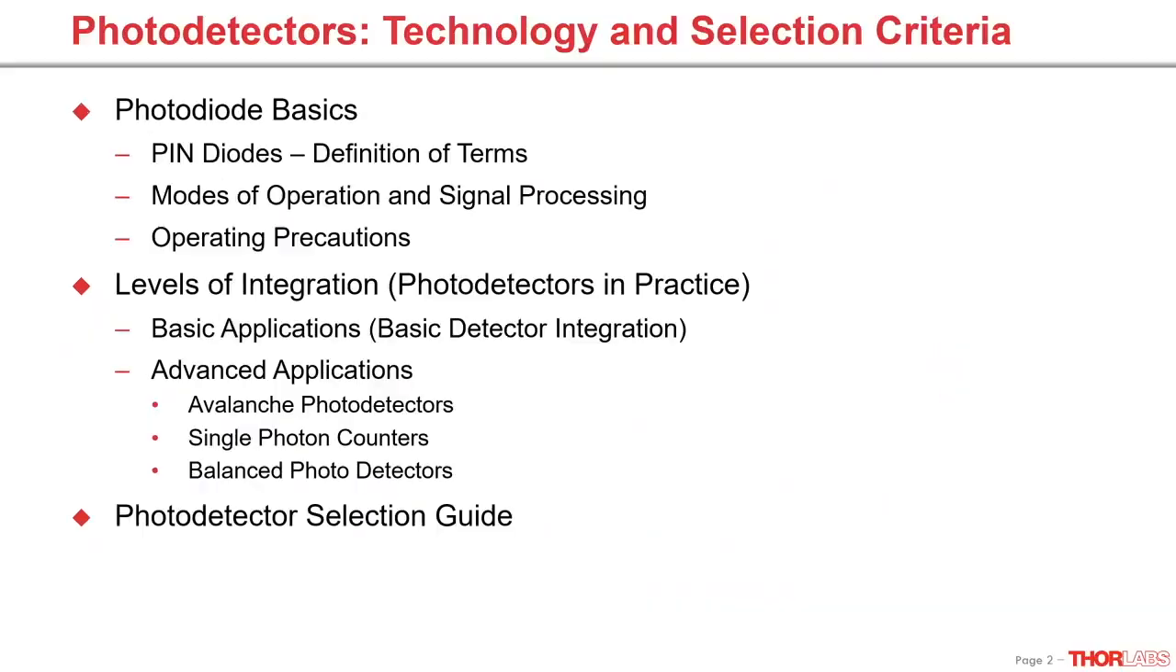As Axel mentioned, we will review how a photodiode works and how it can be connected to an electrical circuit. We will continue with the detector integration in an experimental setup and show what limitations are to consider. Then we'll describe the functionality of avalanche diodes, single photon counters, and balanced detectors, highlight their advantages, and show examples where they can be used.